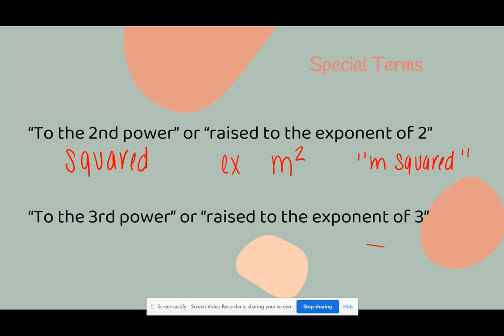And then to the third power, or raised to the exponent of 3, that one is called cubed. So for example, if you have m to the third, you would just say m cubed. And those are some special terms, squared and cubed. Squared is the second power, and cubed is the third power. Instead of saying to the third power, you can just say squared or cubed, depending on if it's 2 or 3.